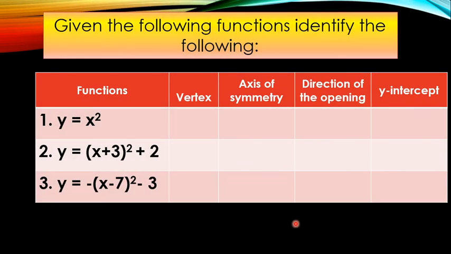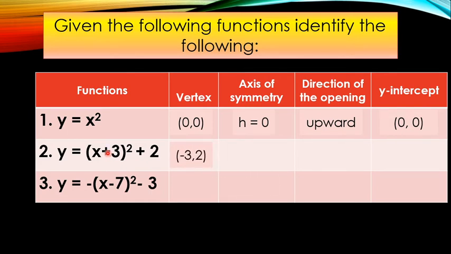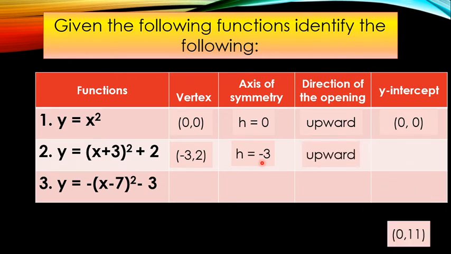That's it. Now, given this function, can you identify the following? Of course, in x², we have these values. Now, the vertex here is negative 3. Just don't forget to change the sign of the number in h. So, it is plus, therefore that is negative 3. Just remain the sign of k, that is positive 2. Axis of symmetry is h, negative 3. It opens upward. And we have here y-intercept, which is 11. Or you can find the y-intercept here: 3 times 3 is 9 plus 2, we get 11.